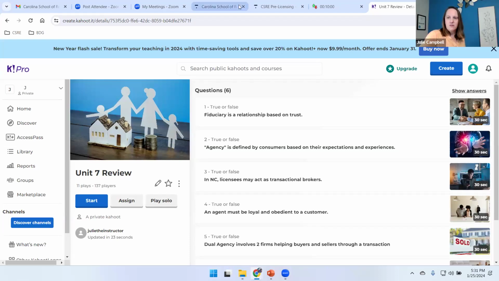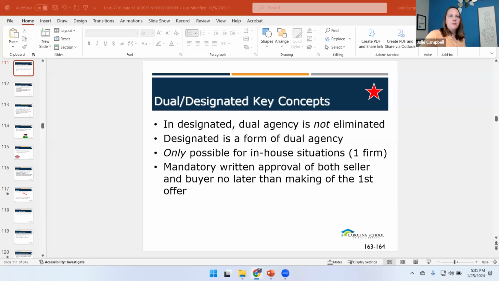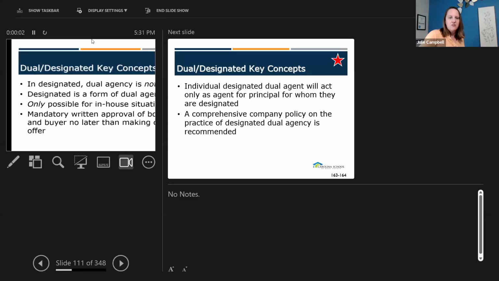And we ended talking about dual agency and designated dual agency. I think this is a great place to start, we're going to Kahoot in a minute, but not yet. Don't look. It'll allow us to go back and recap, review, and revisit a few things. Most of these bullet points should be in your book, pages 163, 164.